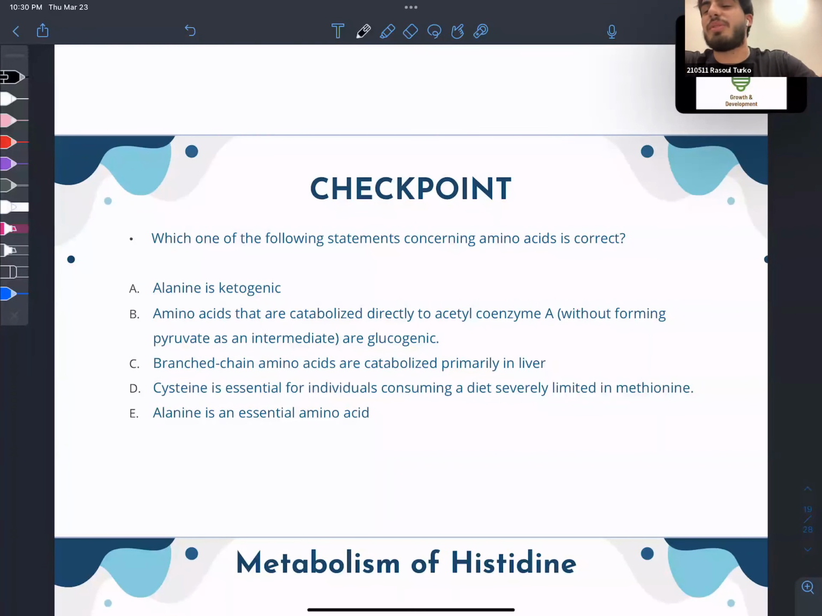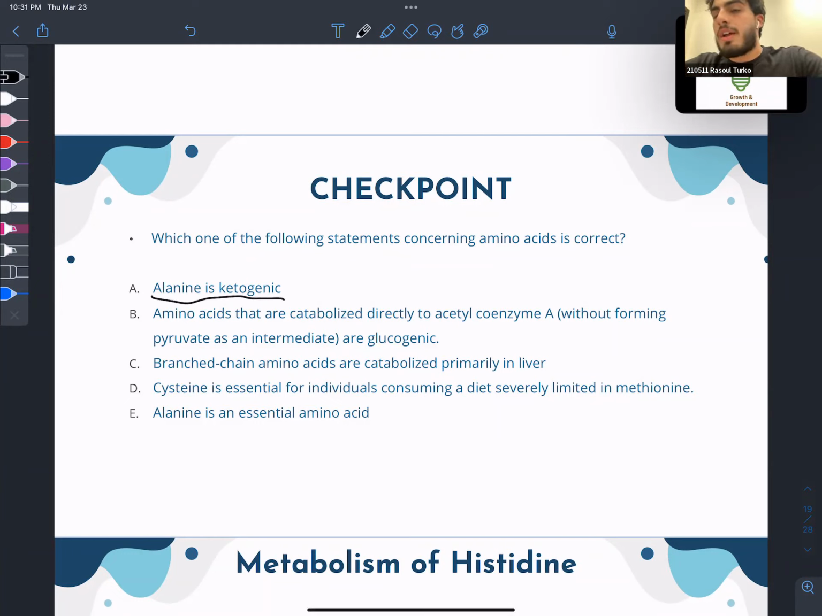So what I do in this case is I try to eliminate what's wrong. Because when you're eliminating, first of all, you're reviewing different concepts that you have in your head, and you won't be confused about your answer. You will know for sure that this is the right one. Okay, so let's go over the first one. They're saying alanine is ketogenic.